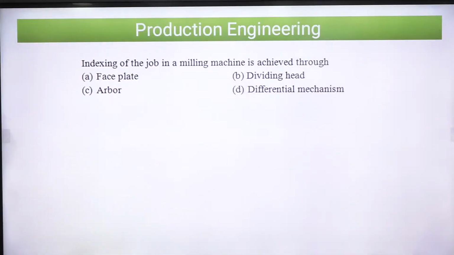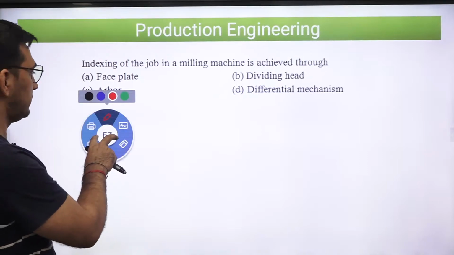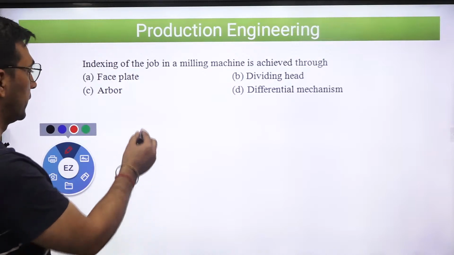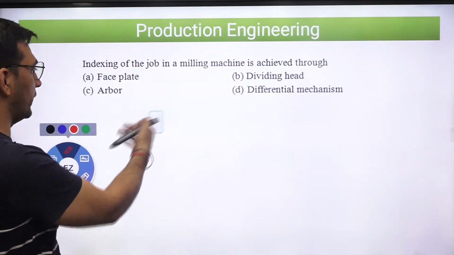So what it says is indexing of the job in a milling machine is achieved through. Go through this one. इंडेक्सिंग जो है वो कैसे ऑब्टेन करते हैं हम?